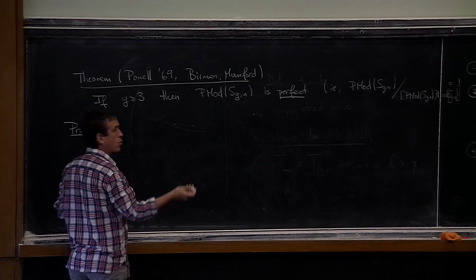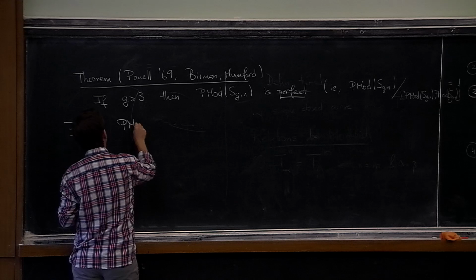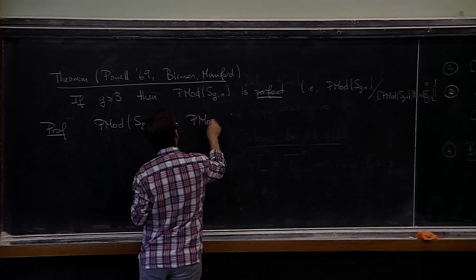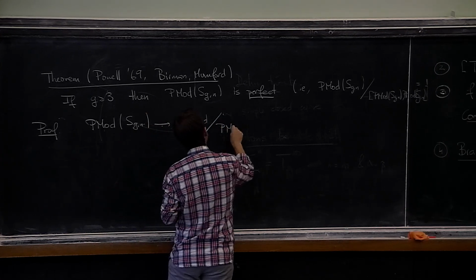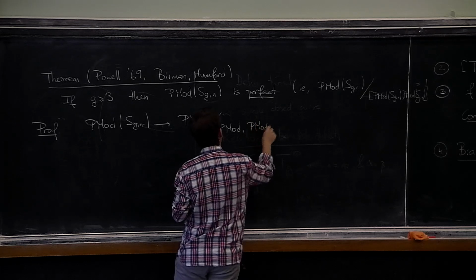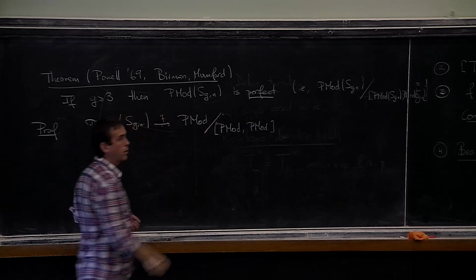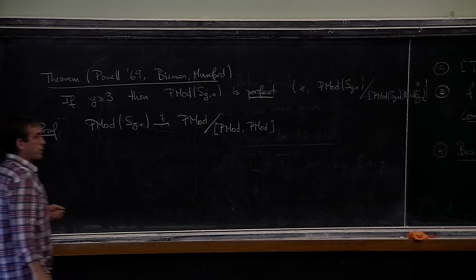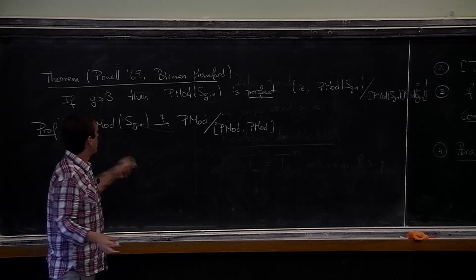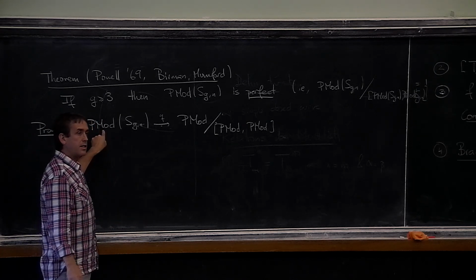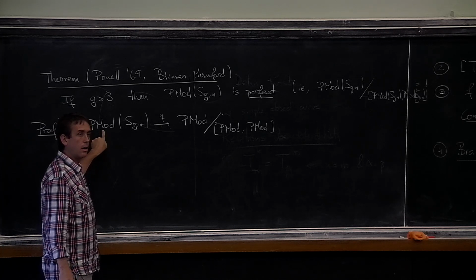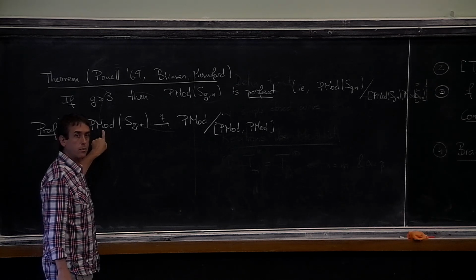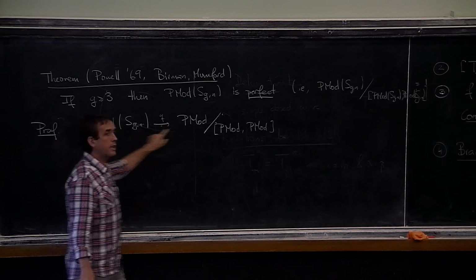So let's take the quotient map, P mod SGN, down to the abelianization. Let me not write what the surface is, it takes too long. The quotient map, Q. Let me not write out the details. We know this group is generated by non-separating Dehn twists, and they are all conjugate in the pure mapping class group. And this is an abelian group.